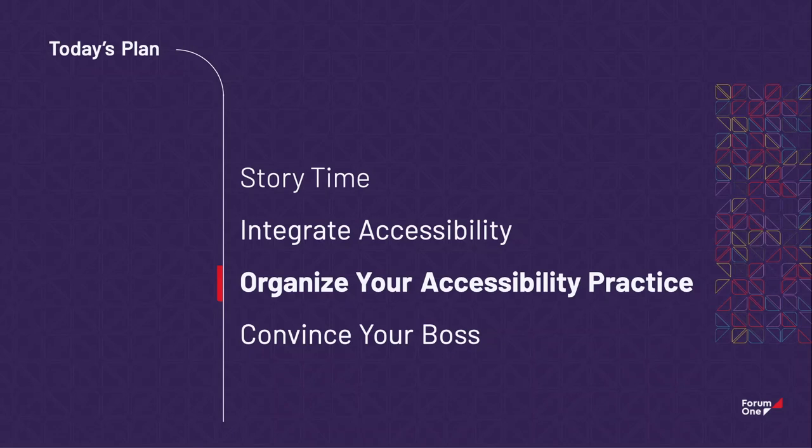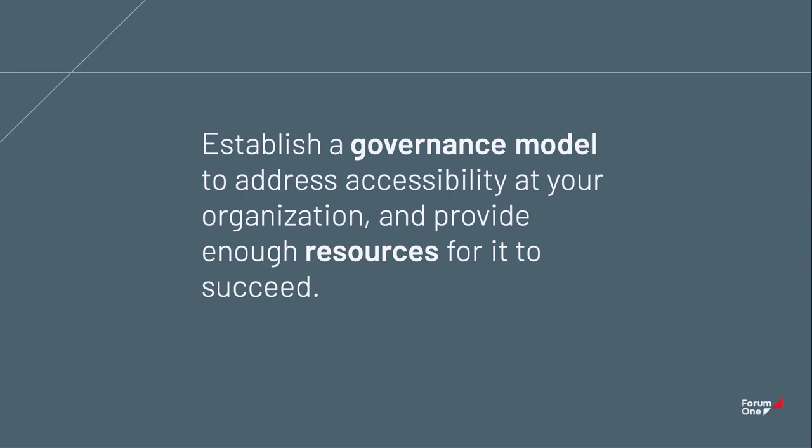Okay, so next, now that we've gone through integrating accessibility, let's talk about how you organize your organization. That's a mouthful. Organize your organization. How do you organize your accessibility practice? There are a variety of different ways, and some of them you kind of mix and match together. But basically the whole idea is you want to establish a governance model for tackling accessibility at your organization, and it's very key that when you set up this structure, you also give enough resources to succeed.